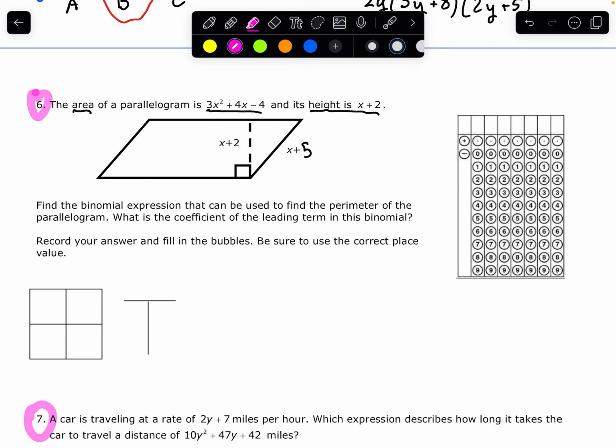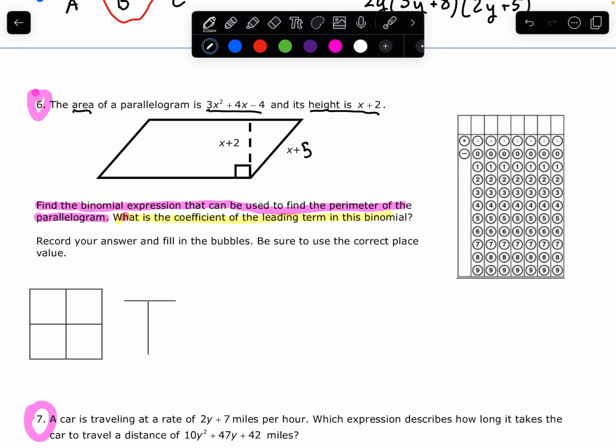Okay, lots of questions here. I've underlined the area and I've underlined the height. It's asking to find the binomial expression that can be used to find the perimeter of the parallelogram. And then it's asking for what is the coefficient of the leading term of this binomial. So really it's 2 parts here. But the question is what is the coefficient of the leading term, right?